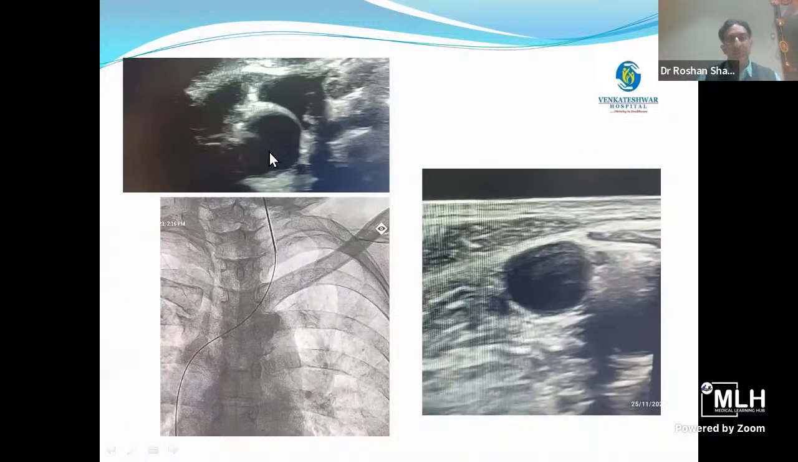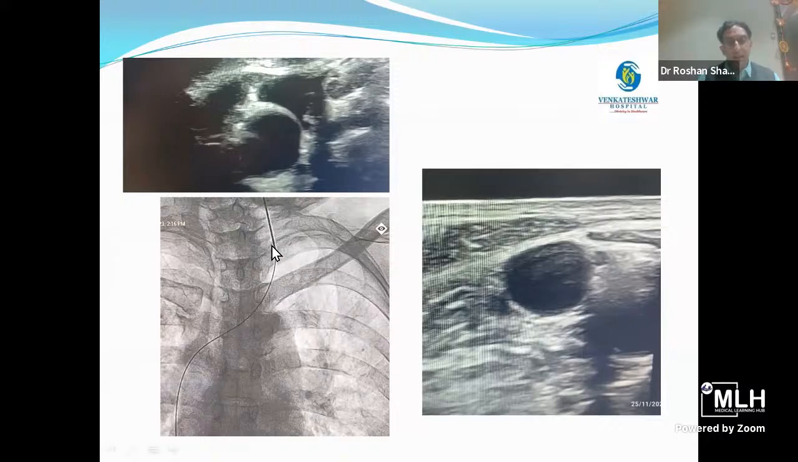Now it's an interesting case. The patient came to us for placement of the SD catheter. When we went for the right IJV, there was chronic thrombus. You can see these areas, these are chronic thrombus lying in the right IJV. So we chose the left IJV. Left IJV was clear, so we punctured the left IJV with ultrasound guidance after giving local anesthesia.